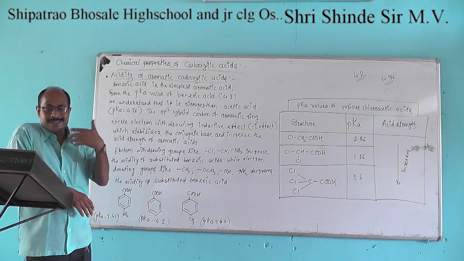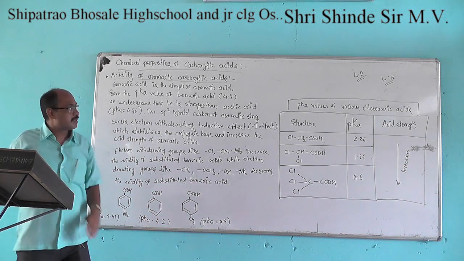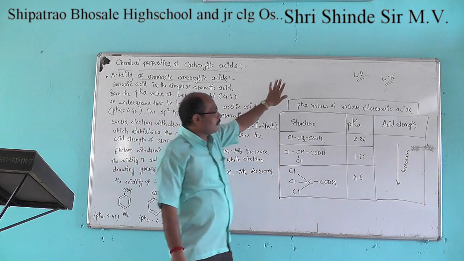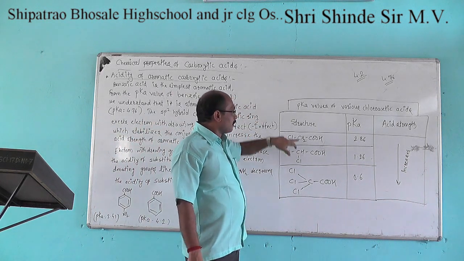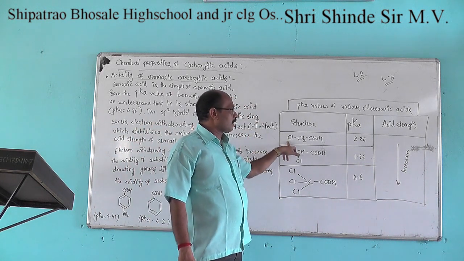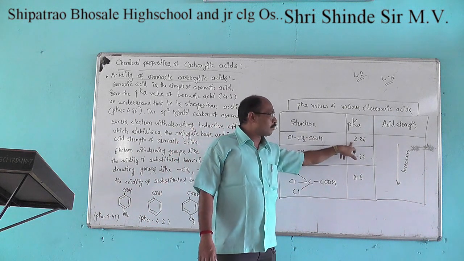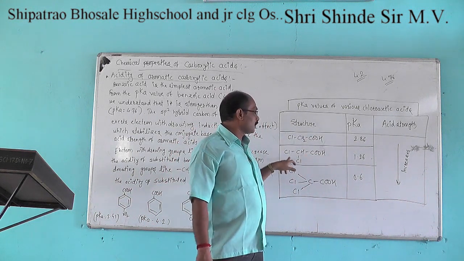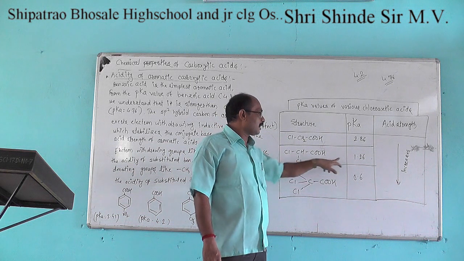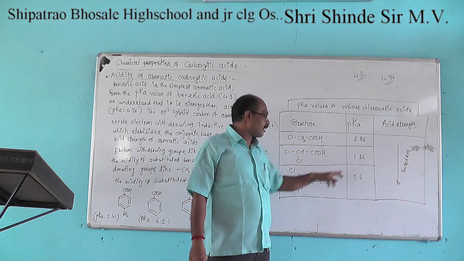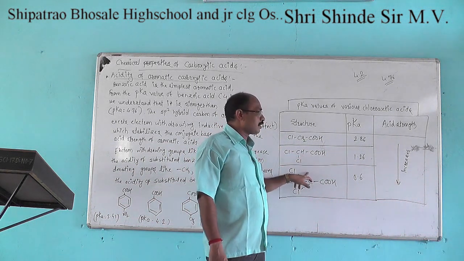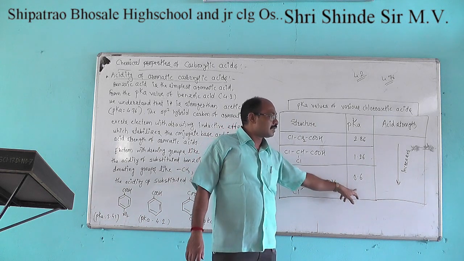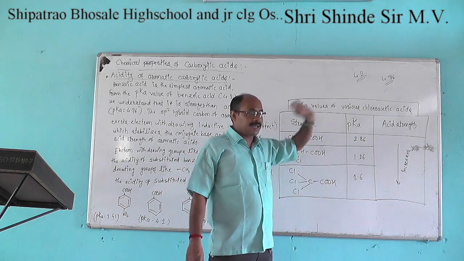So we can say the acid strength increases. When we observe the pKa values of chloroacetic acid, when only one chlorine is present, the pKa value is 2.86. When two chlorines are present on the alpha carbon, the pKa value is 1.26. When three chlorines are present on the alpha carbon, the pKa value is 0.6.